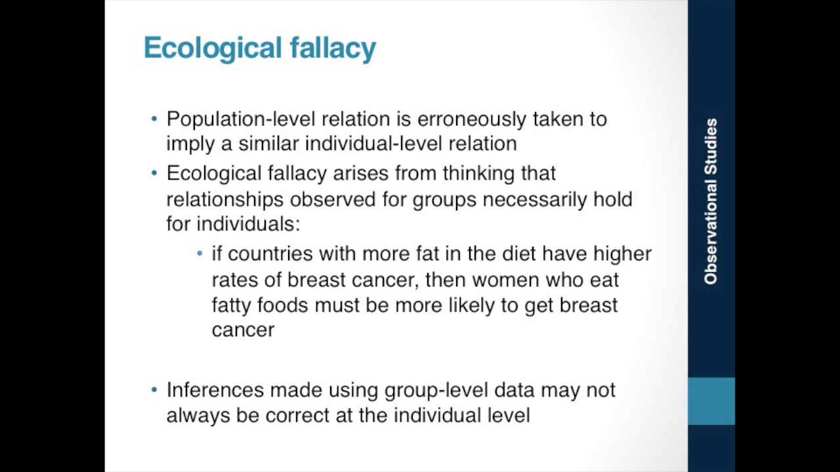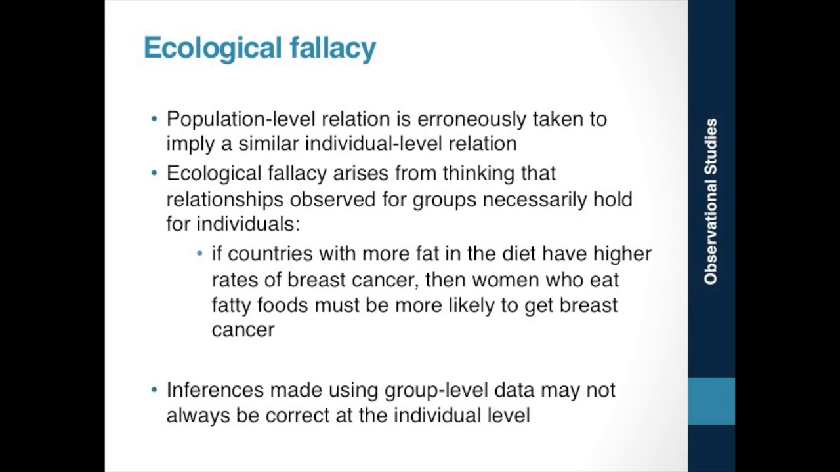Ecological fallacy is a condition in which you draw an inference about an individual on the basis of trends observed in a group to which he or she belongs. You would assume, by making the wrong assumption, that as the variables correlate at an ecological level, they would do the same at an individual level. So inferences using group level data might not always be correct at the individual level.